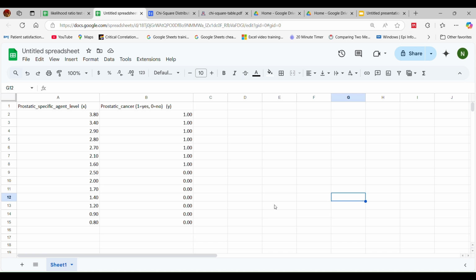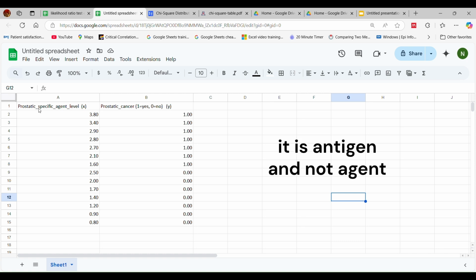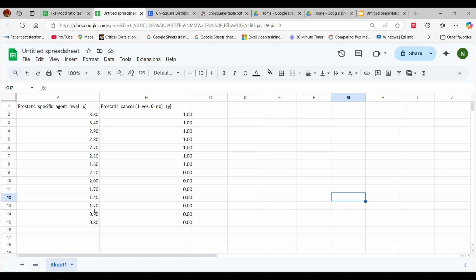This is a fixed data. Here we have two variables. The first variable is prostatic specific antigen, the level of prostatic specific antigen in blood. Next we have another variable, prostatic cancer, represented as either yes or no, 1 is yes and 0 is no. So here we are trying to see if the prostatic specific antigen level, also known as PSA level, predicts prostatic cancer or not. So PSA level is a predictor here, and prostatic cancer is the dependent variable.